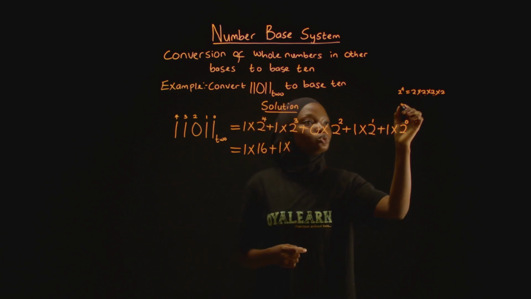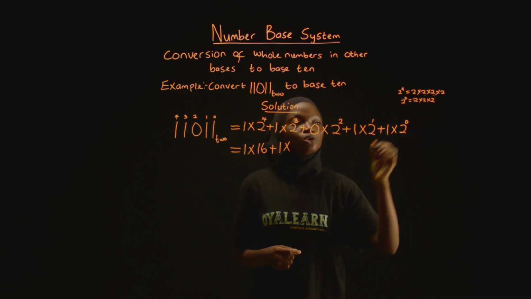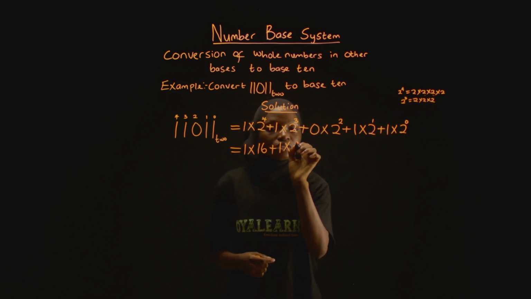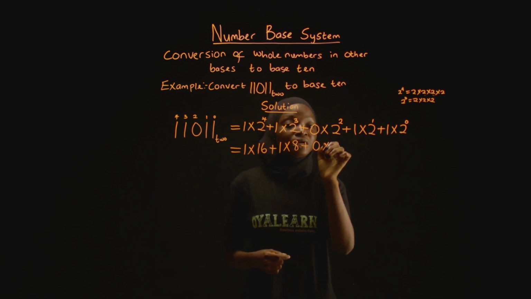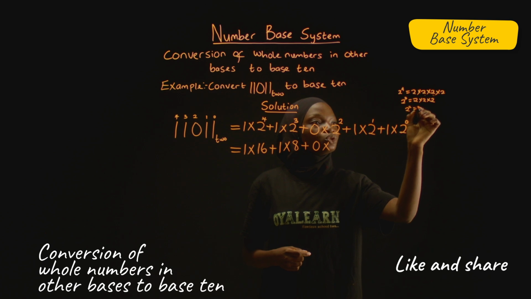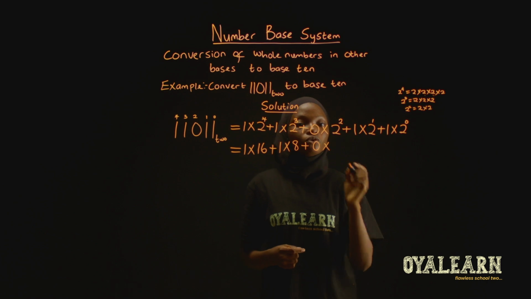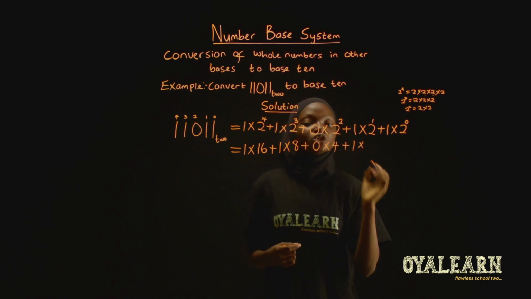That means you have 2 times 2 times 2. 2 times 2, 4. 4 times 2, 8. So 2 raised to the power of 3 here gives us 8, plus 0 multiplied by 2 raised to the power of 2. That's 2 multiplied by 2. 2 times 2, 4. So you have 4 here, plus 1 times 2 raised to the power of 1.